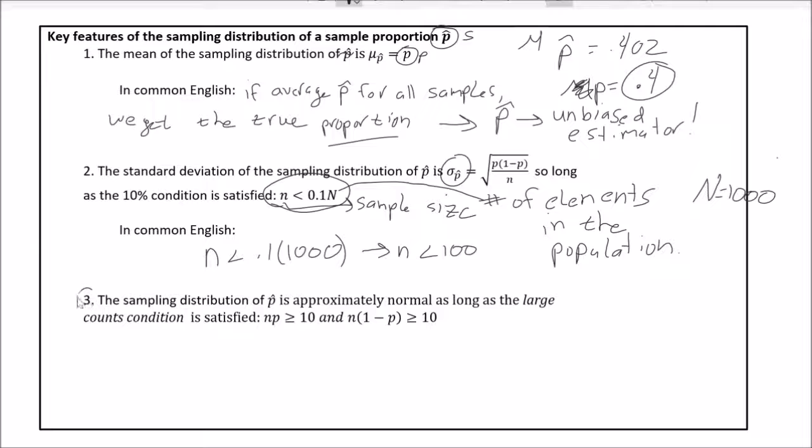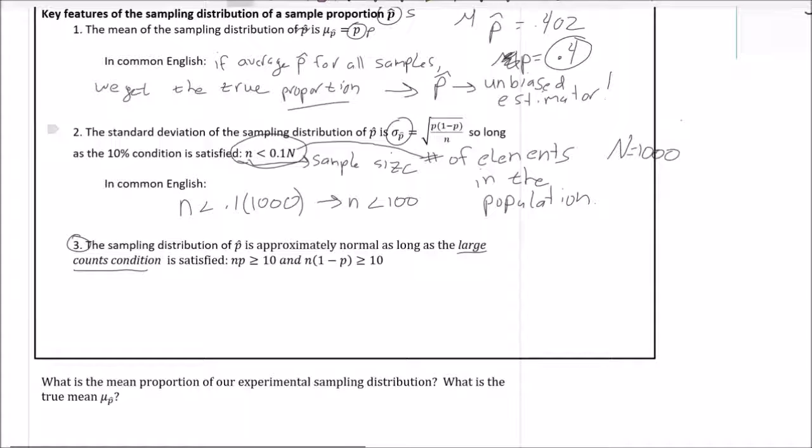This last one is the one that's going to allow us to do some cool things. We're going to say that the sampling distribution of p hat, that's the sample proportions, is approximately normal, as long as the large counts condition is satisfied. All right, guys, this is probably new to us. And what they're going to say, that condition is as long as n times p is greater than or equal to 10, and n times 1 minus p is also greater than or equal to 10.